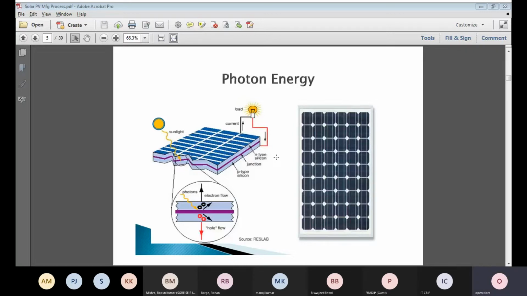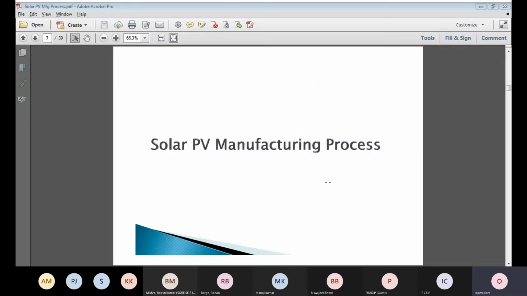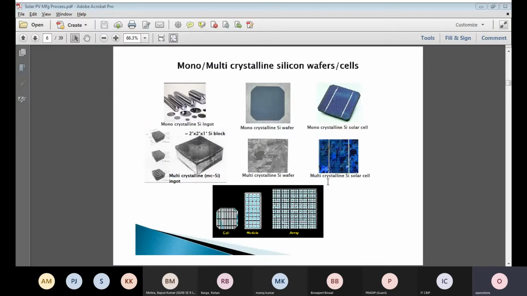So coming to the solar cells, basically from an ingot, there are two types of solar cells. Mainly the panels are made of cells. There are two types of technologies. One is mono, and the other is multi: monocrystalline or multicrystalline. You can call it polysilicon, polycrystalline. Somebody calls it multicrystalline. It is a poly module, which is related to this one.